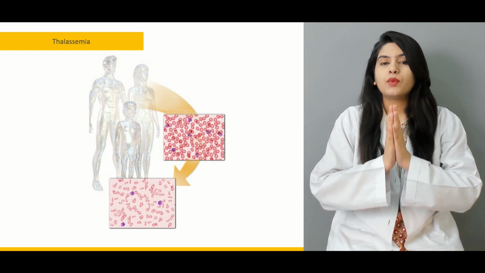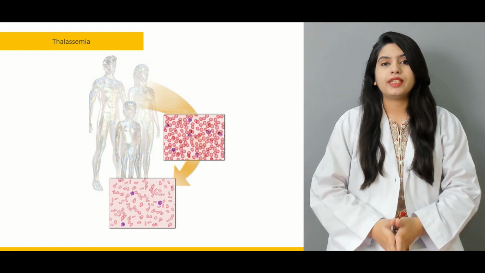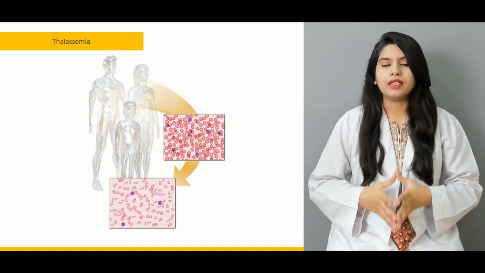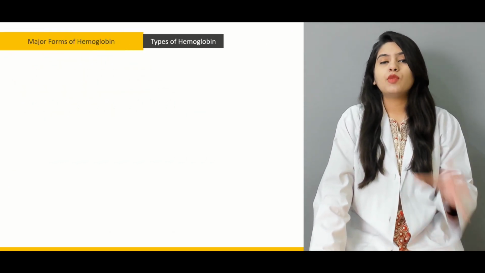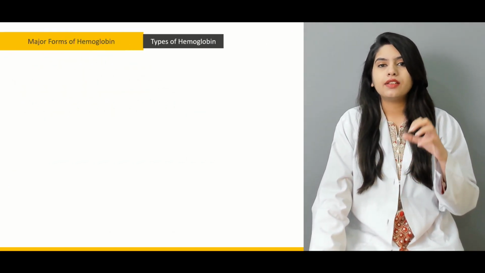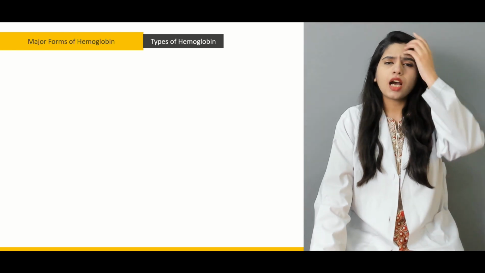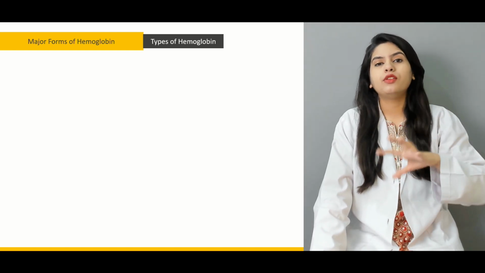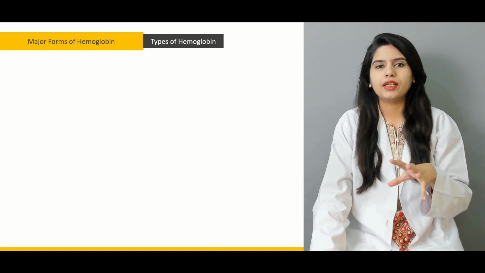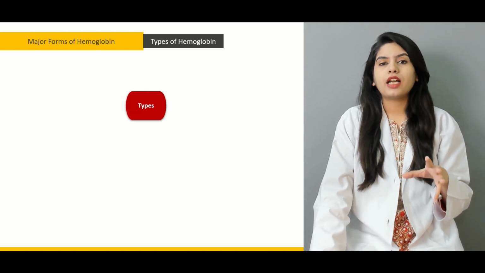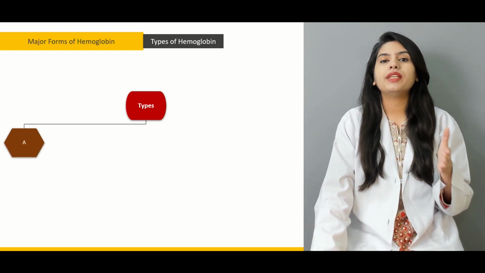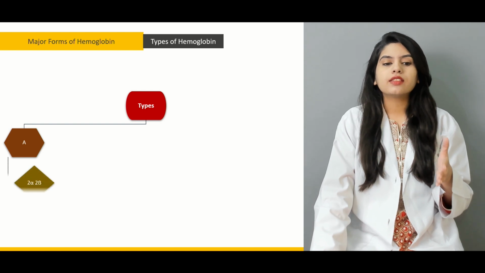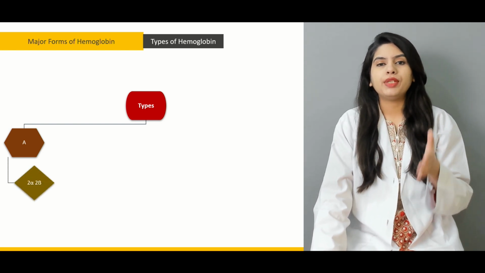what types of hemoglobin can be present inside our red blood cells. There are different types of hemoglobin that can be present inside our red blood cells, out of which some are normal, some are abnormal. The normal type of hemoglobin present in a normal adult is type A. Hemoglobin A consists of 2 alpha and 2 beta chains.